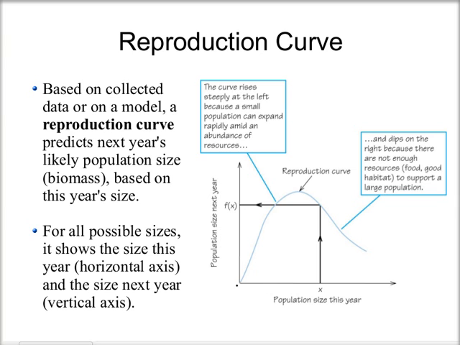So if on the horizontal axis here you find the size of the population this year, and you go up to this reproduction curve, which we're going to call f of x, then this point on the vertical axis is going to give you the predicted size of the population for next year.